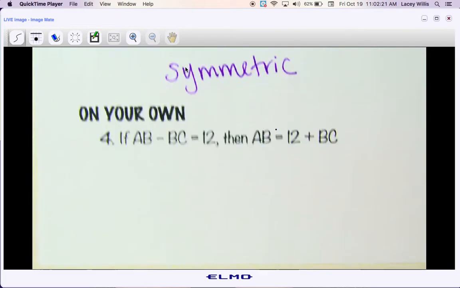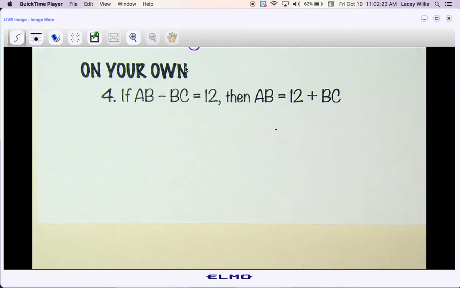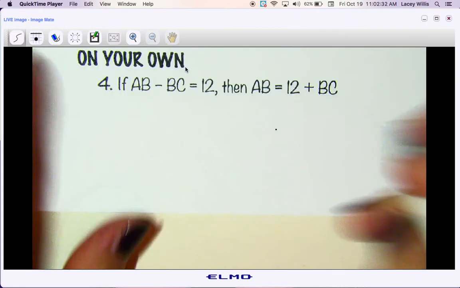Okay, look at 4. How did they get from the equation on the left to the equation on the right? They added BC over to the other side, right? So that would be addition.